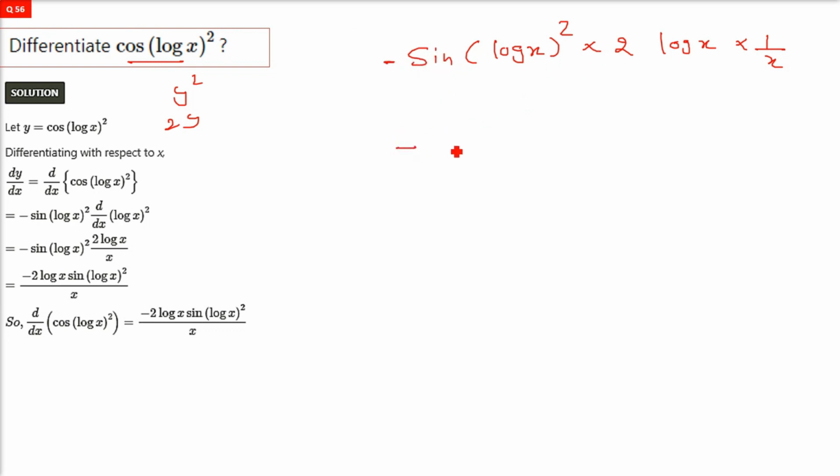So the final will be minus 2 log x, then sine log x whole square, and in the denominator you have x. This is your final answer.